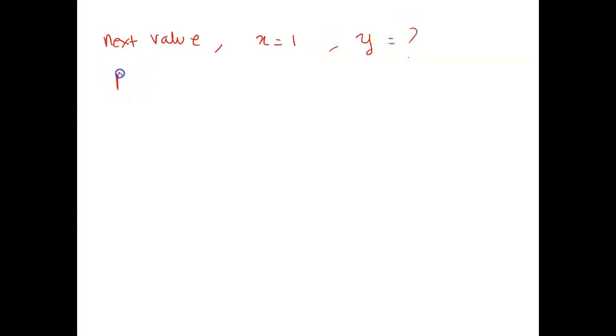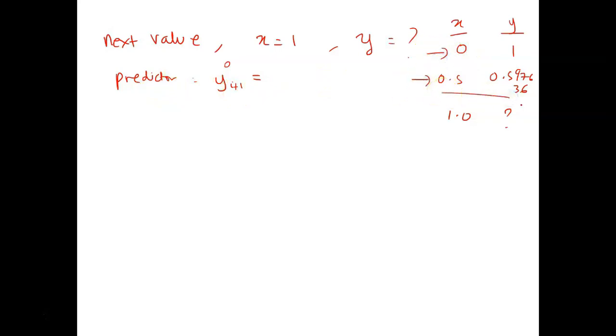Again, we need to use the predictor equation. We need to find out what the initial value of Y is. As you know, our data, I just need to keep highlighting this to you, is 0 and 1, and this is 0.5, 0.597636. Now 1.0 is the value of Y. So for the predictor equation, we're no longer using the initial condition, but we use the previously calculated data.